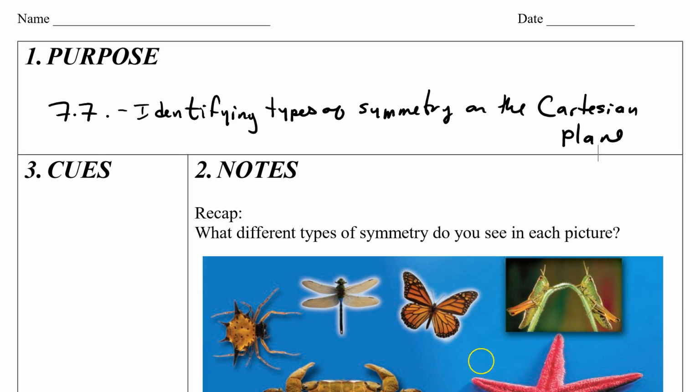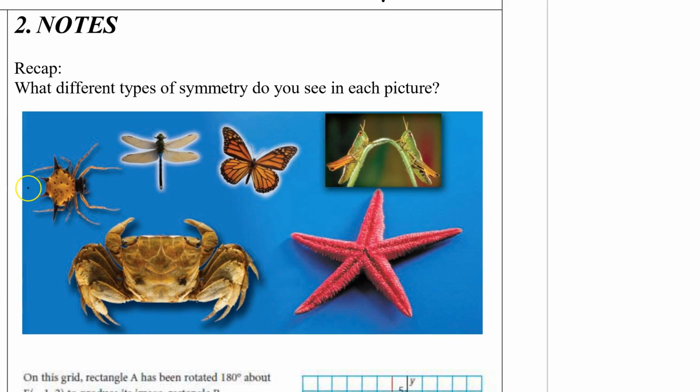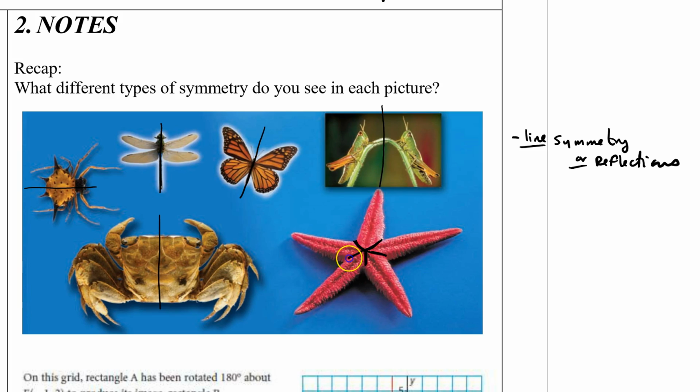So let's just recap here. What are the different types of symmetry that we see in each picture? Well, if I were to draw lines of symmetry, that would tell me that we're seeing a lot of reflections. Like this, reflections. So we have line symmetry or reflections. But this one right here, we're noticing that we have a rotational symmetry that's occurring.